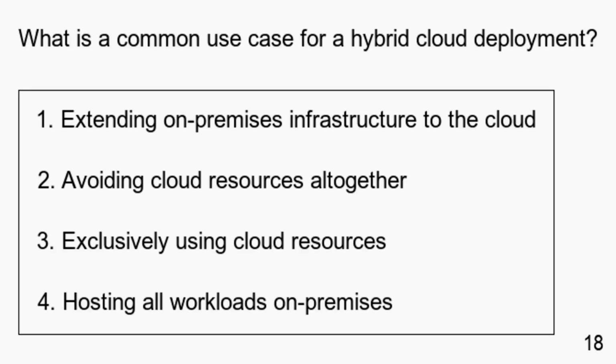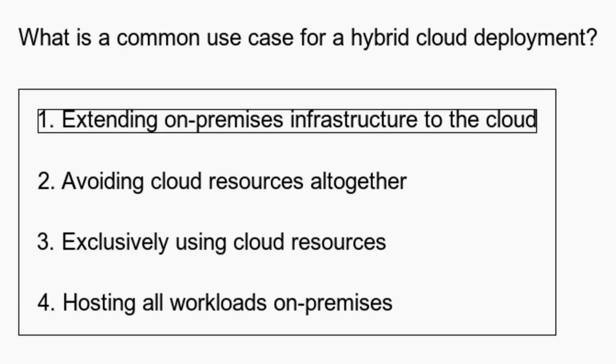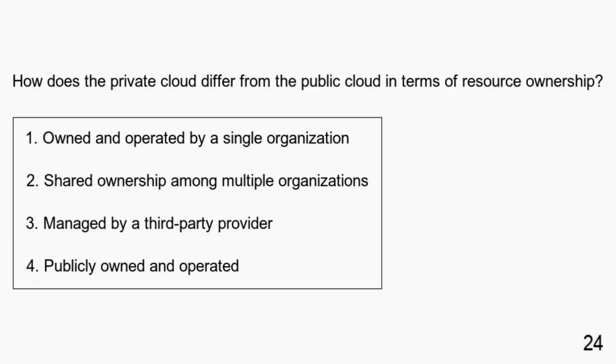What is a common use case for a hybrid cloud deployment? Extending on-premises infrastructure to the cloud. Avoiding cloud resources altogether. Exclusively using cloud resources. Hosting all workloads on-premises. Hybrid clouds are often used to extend on-premises infrastructure to the cloud, allowing organizations to scale resources as needed.